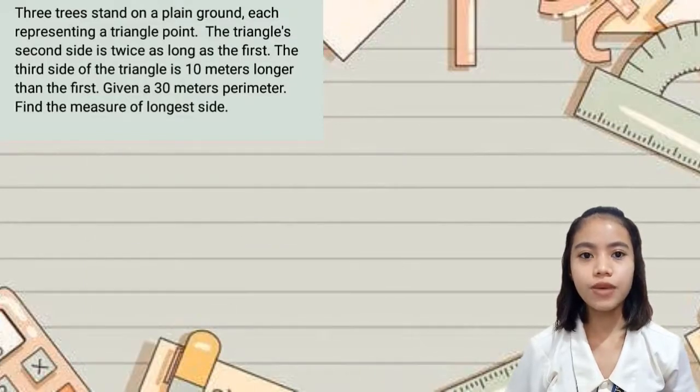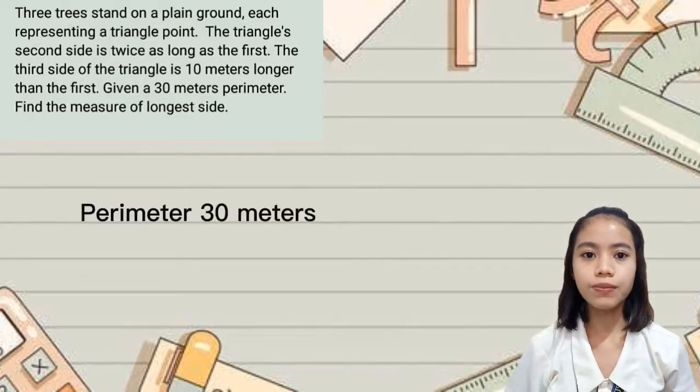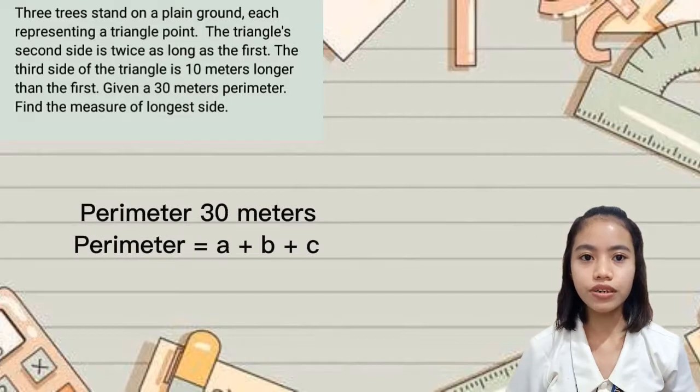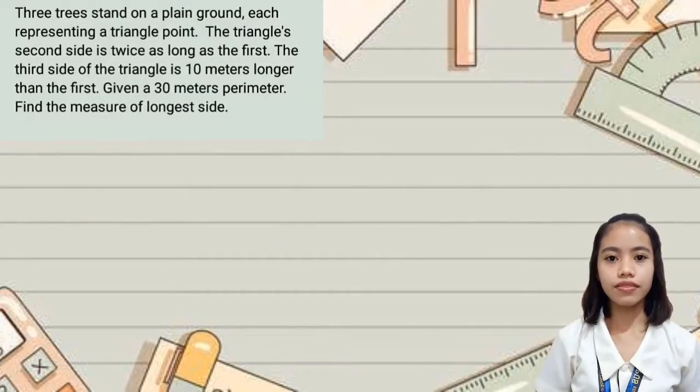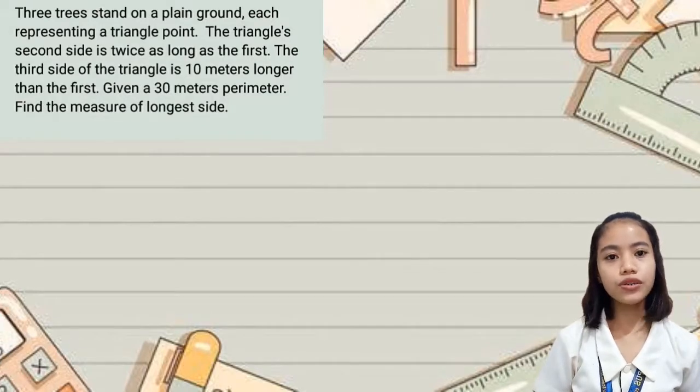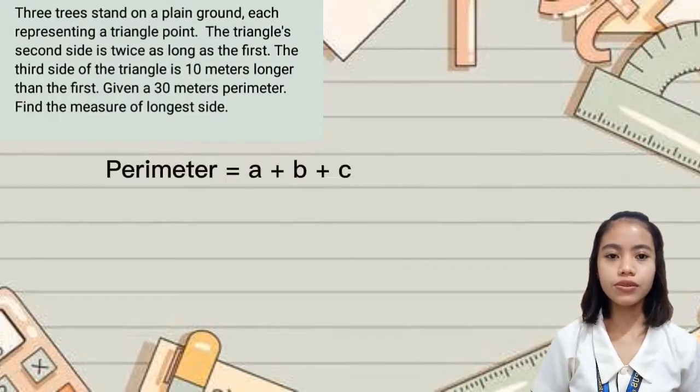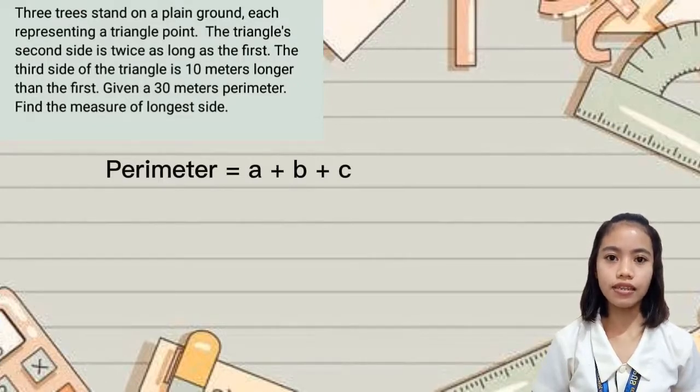For the third step, the important information. As we recall, the word problem mentions the perimeter of the triangle, which is 30 meters. And also, we need the formula of perimeter, which is the sum of all sides of a triangle, A plus B plus C. Fourth step, the plan. For this word problem, we are going to use the formula of perimeter to solve the value of x, then find the measure of the sides of the triangle.